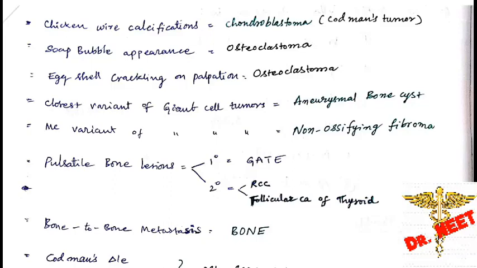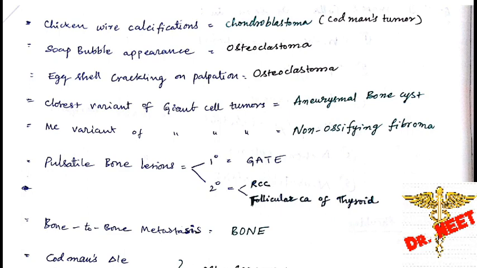Hello everyone, important one-liners in orthopedic oncology. Chicken wire calcifications are seen in chondroblastoma, also known as Codman's tumor. Soap bubble appearance and eggshell crackling on palpation are seen in osteoclastoma, also known as giant cell tumor. Closest variant of giant cell tumor is aneurysmal bone cyst. Most common variant of giant cell tumor is non-ossifying fibroma.